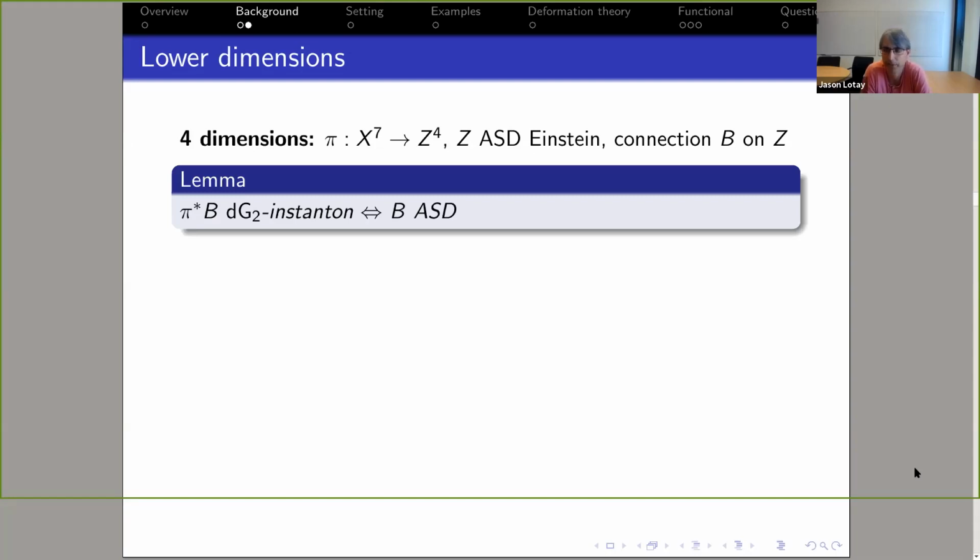But these examples are a bit fake because in this case, F cubed will be 0. So these are just G2 instantons. So we haven't really found anything new from this construction.